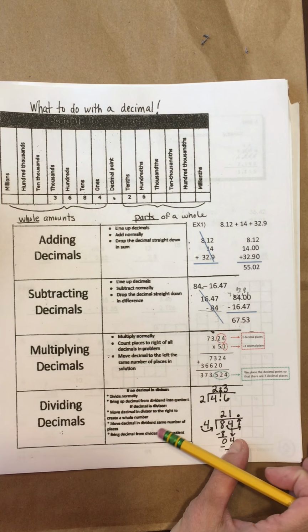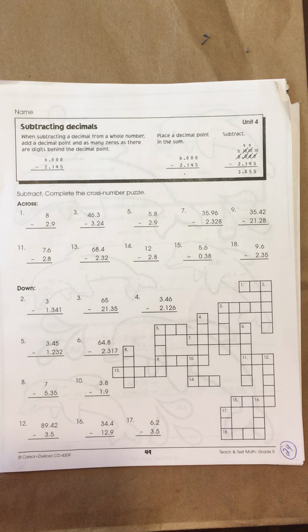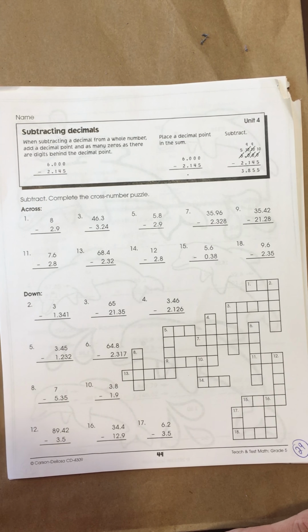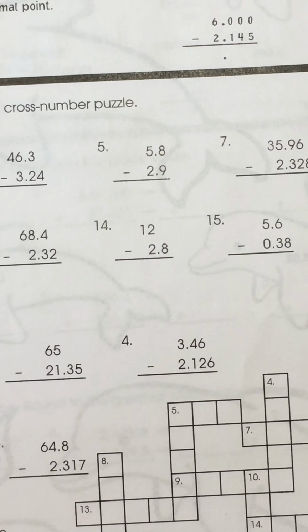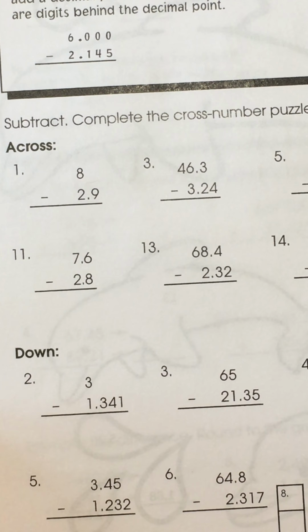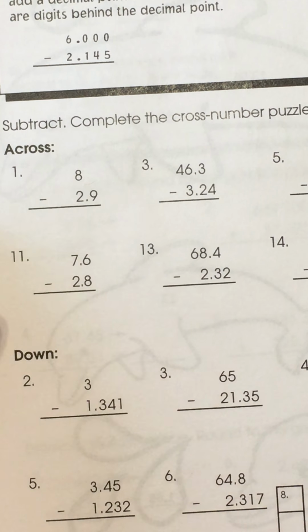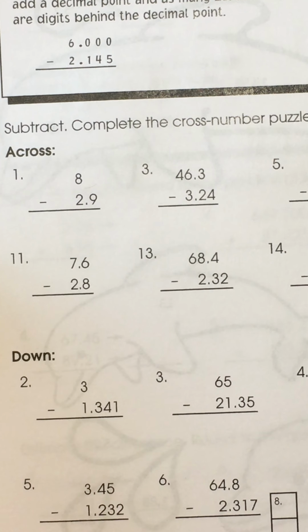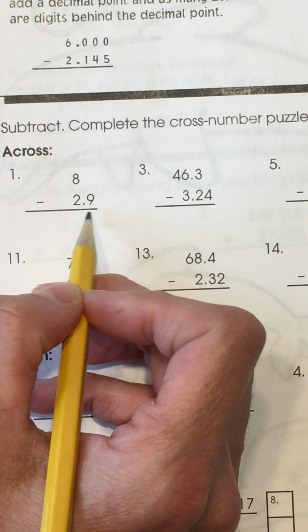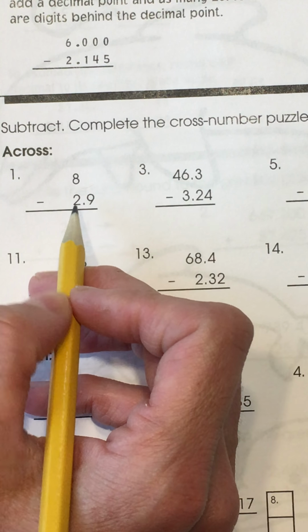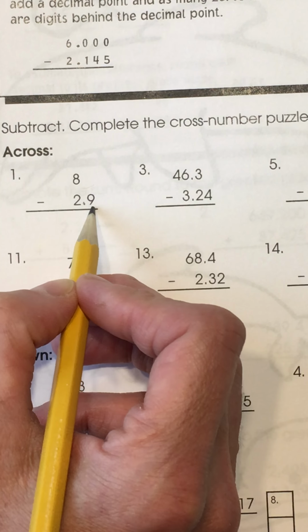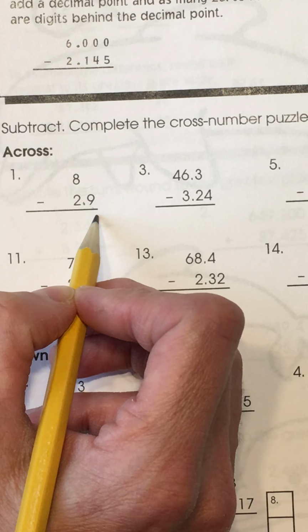So let's look at page 29. Okay, and again, I'll zoom in just a little bit so we can see some of the problems clearly. All right, so we have 8 take away 2 and 9 tenths. Now, because of the 29, the 2 and 9 tenths looks bigger, so it looks like it should be the number on top, but look at the place value. We have a decimal. These are ones, these are tenths. Although it looks like 29, it is not 29.